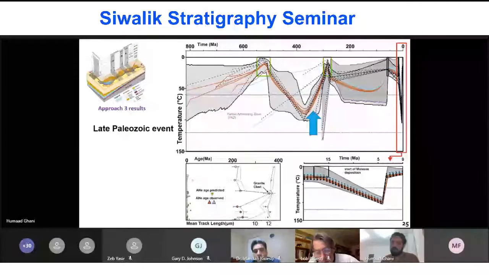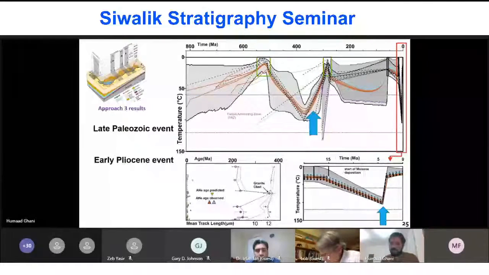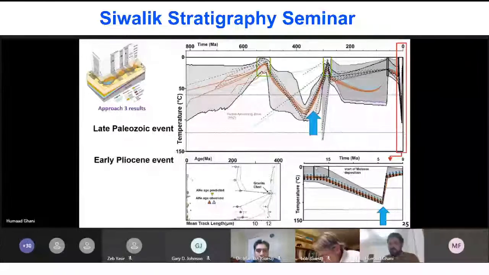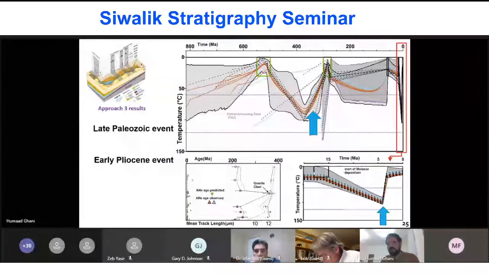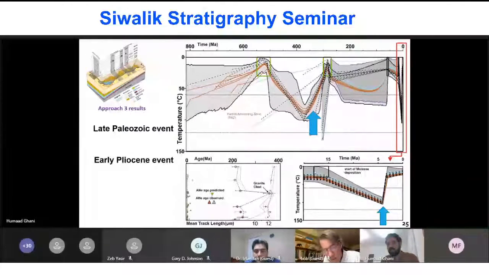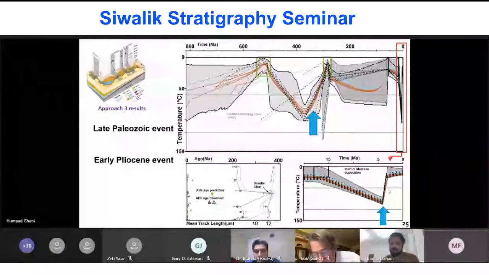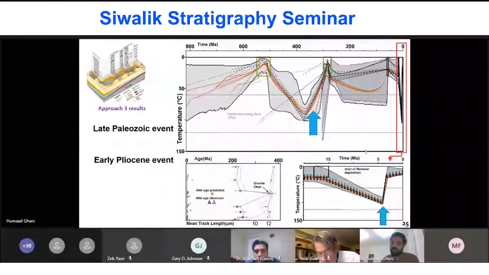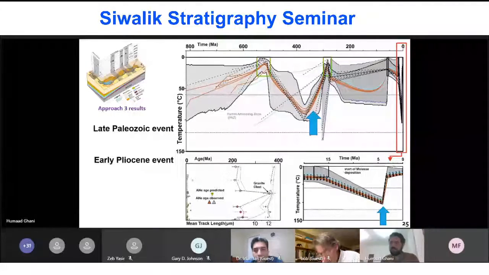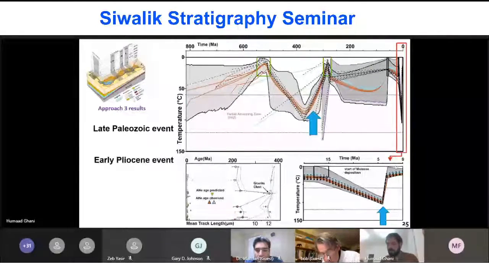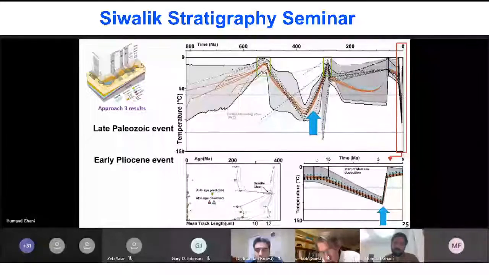And in the later stage, what we see here is that when the Siwalik and Rawalpindi groups started bringing sediments into the basin, the samples were buried again down to the depth of 80, 90 degrees centigrade. And then we have the second event of exhumation from 4 to 3 million years, and later they were more or less closer to the surface.